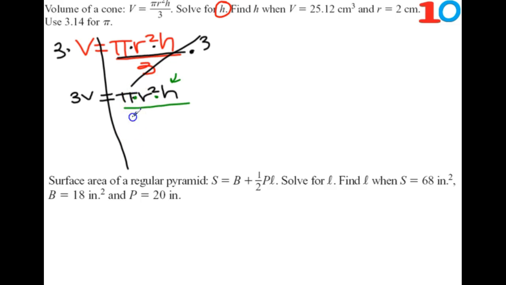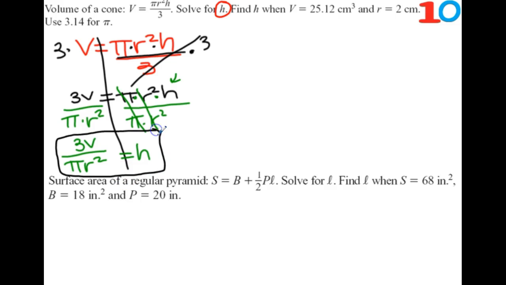If I'm going to divide by pi here, I'm also going to divide by r squared. Pi over pi cancels. R squared over r squared, same number on the top and the bottom, they eliminate. We have h all by itself. So we have 3V over pi r squared. We now have h all by itself.